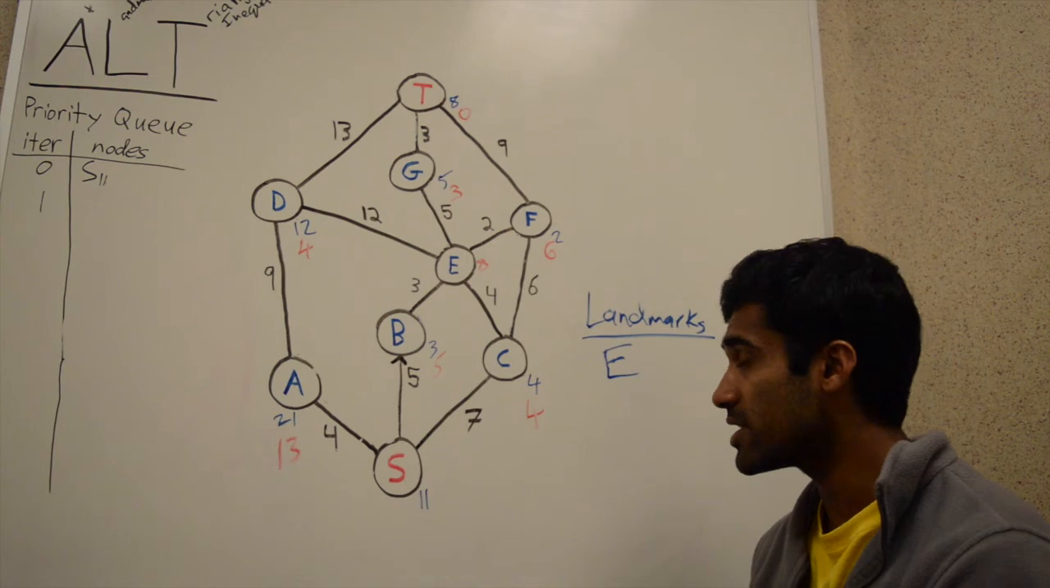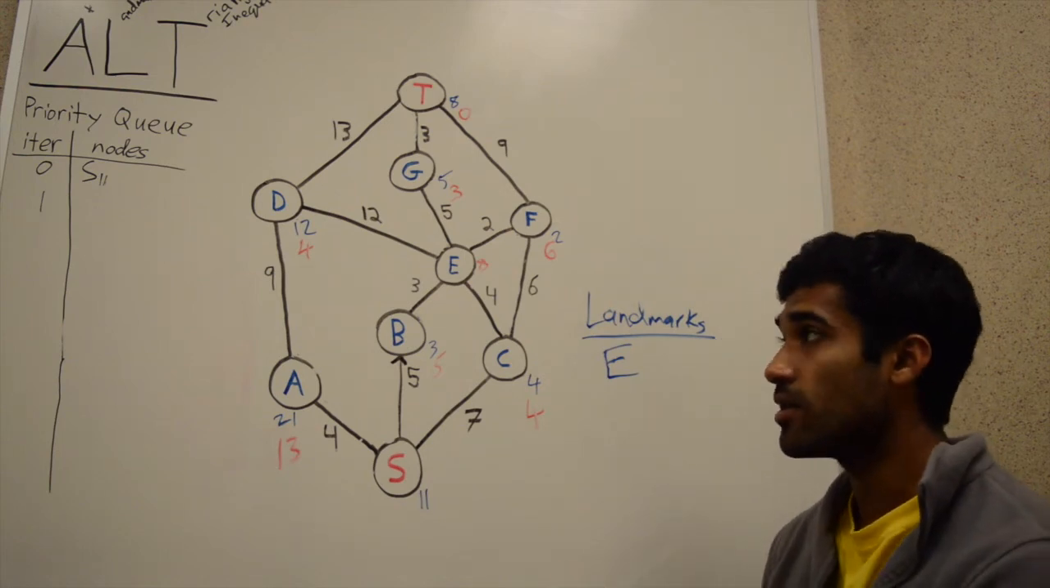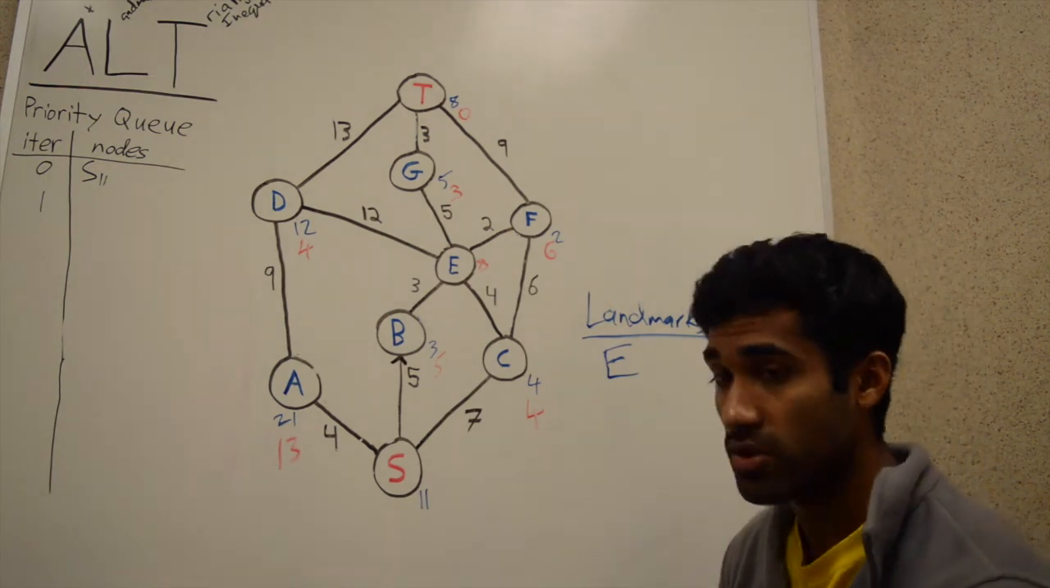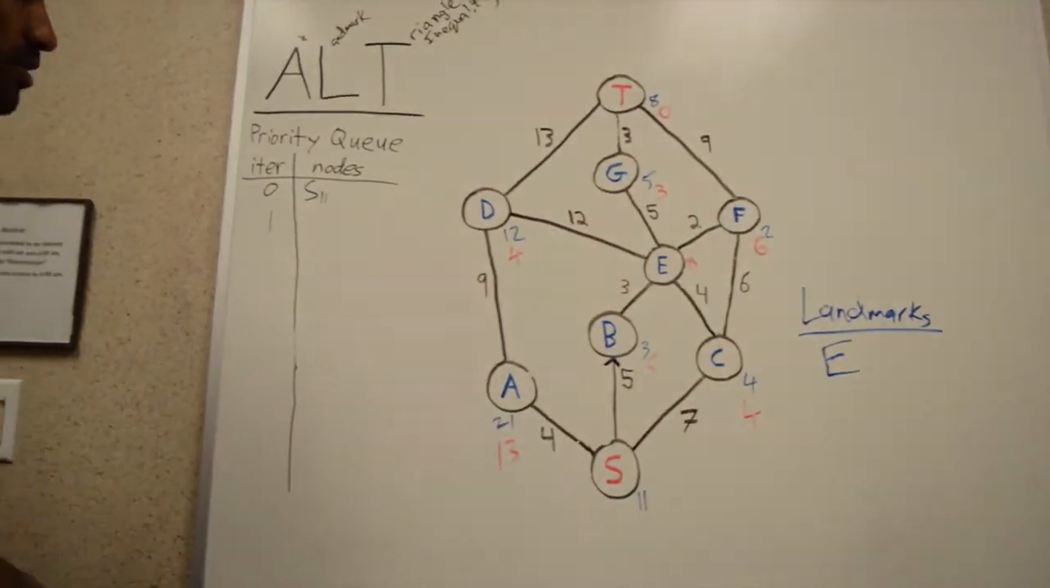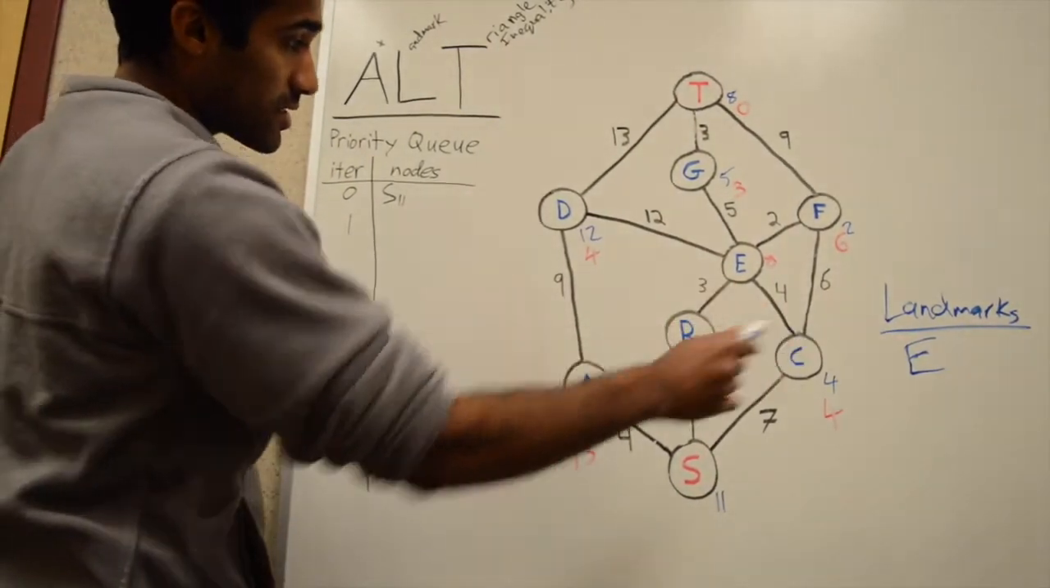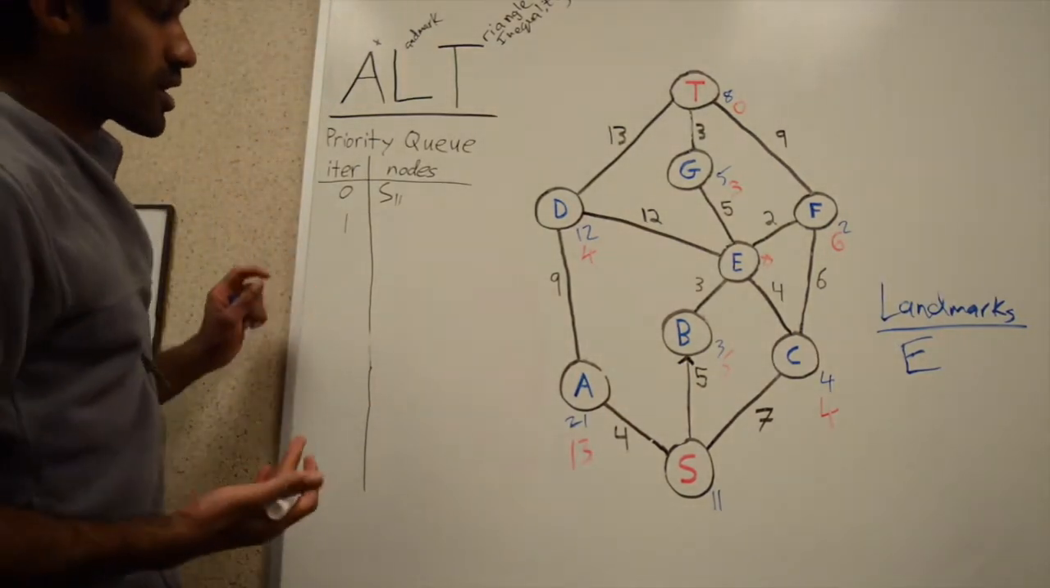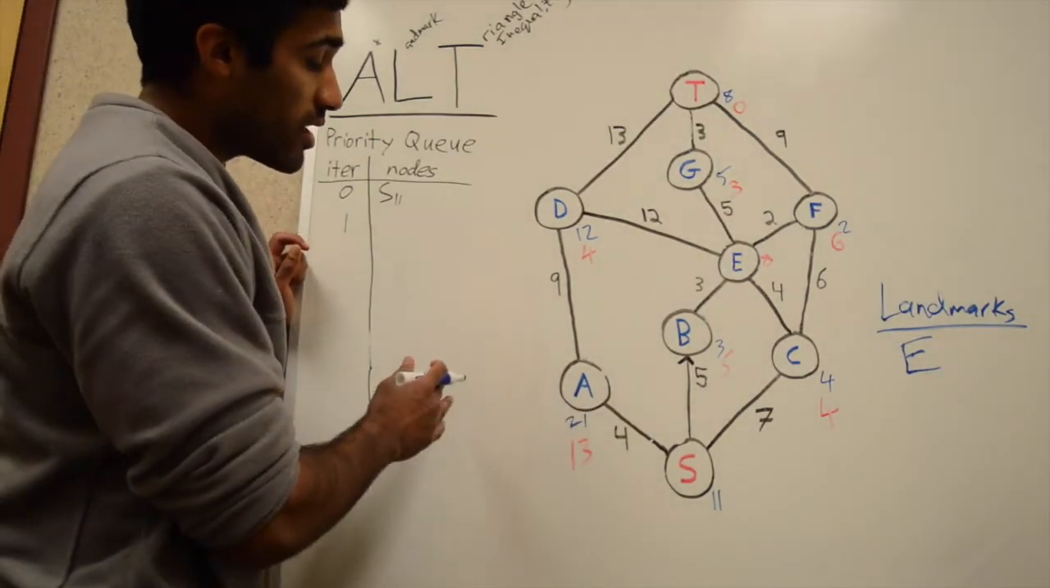So now that we have these heuristic values calculated, let's move into the actual algorithm. As we expand from S, we see we have nodes A, B, and C. We're going to add them to our queue, and they're going to be ordered in this manner.